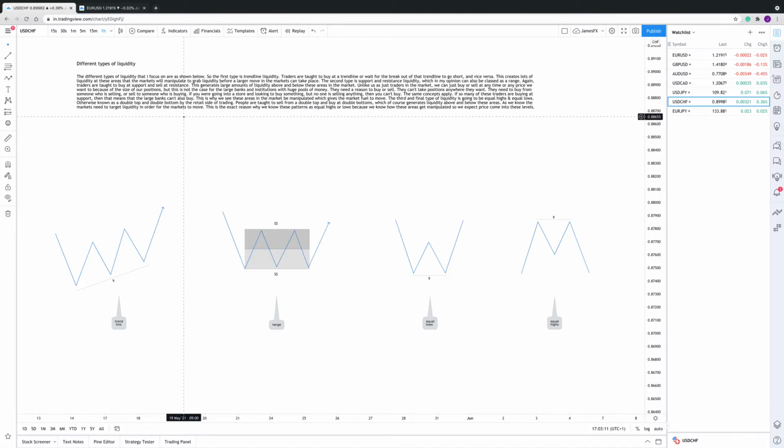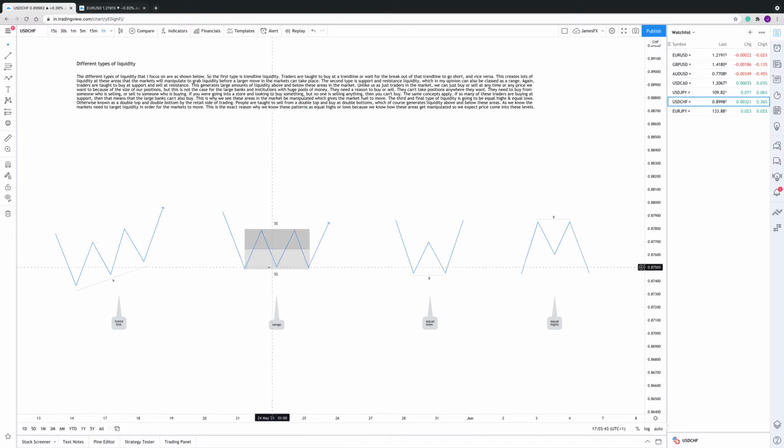So if you were going into a store looking to buy something but no one was selling, then you can't buy. The same concepts apply to what we're looking at here. So if so many of these traders are buying at support, that means the large banks can't also be buying from those areas. This is why we see these areas in the market manipulated, which gives the market fuel to move.